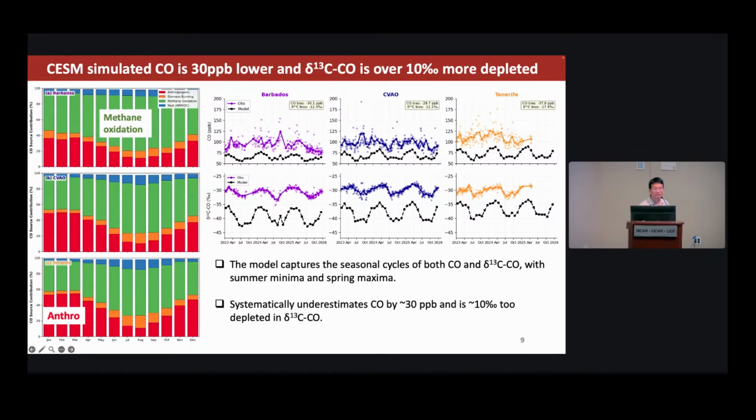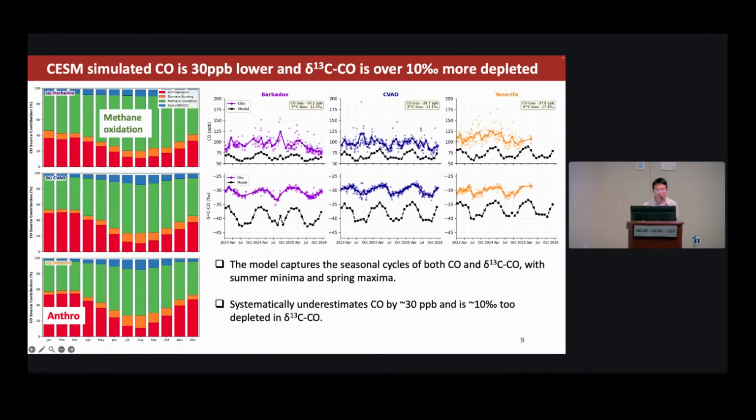And here the right panel plot shows the model simulated CO and also model simulated CO isotopes. The black line is for the model results and different colors are for the different observation results at the three sites. So here we can find the model can capture the CO and also CO isotope seasonal cycle very well, but the CO is systematically underestimated. The observation is around 100 ppb, and for the simulations it's around 70. So it's around 30 ppb underestimated.